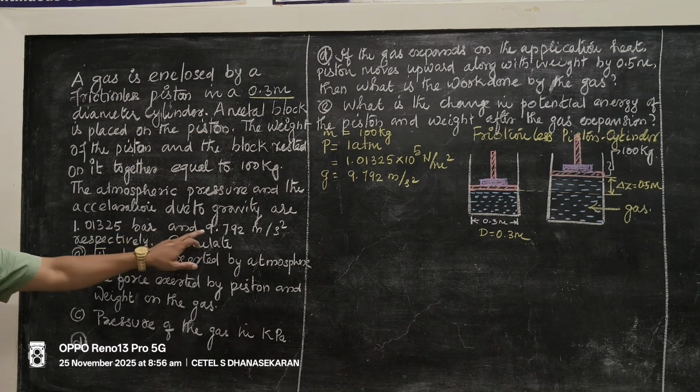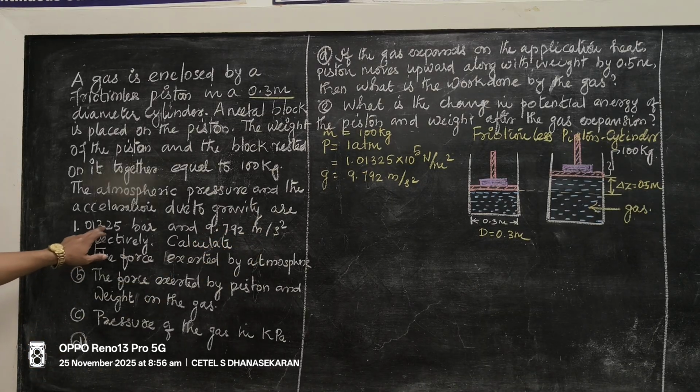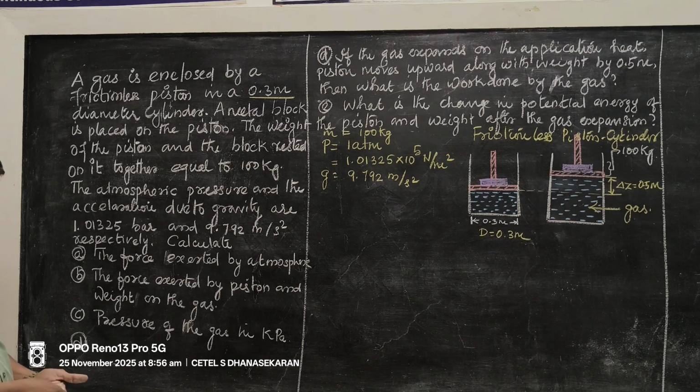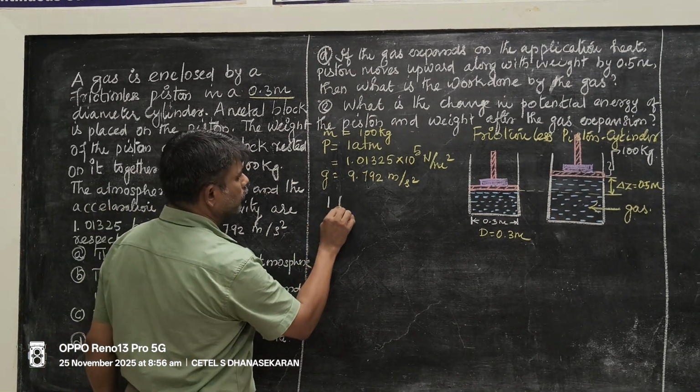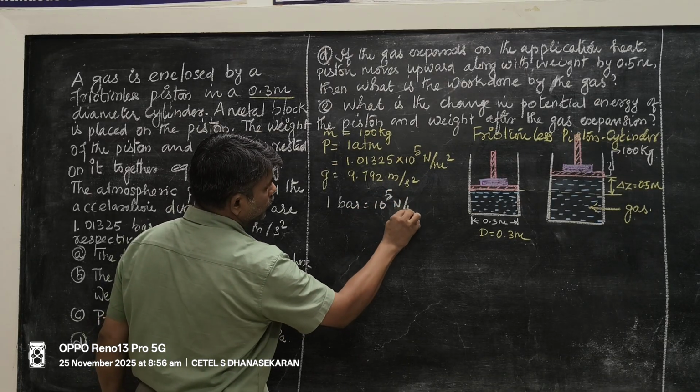1.01325 bar and 9.792 meter per second square. So, one atmospheric pressure is 1.01325 bar, or one atmospheric pressure is equal to 1.01325 times 10 to the power of 5 Newton per meter square. So 1 bar is equal to 10 to the power of 5 Newton per meter square. First we should learn 1 bar is equal to 10 to the power of 5 Newton per meter square.